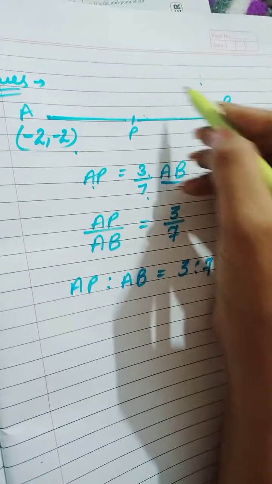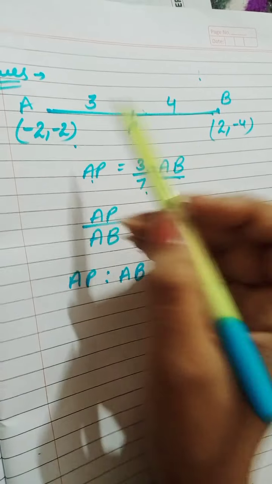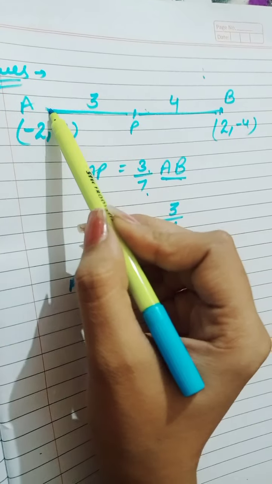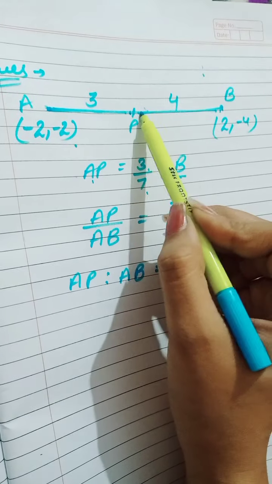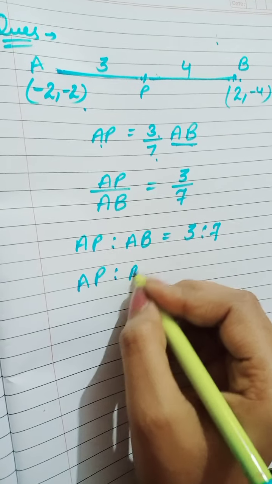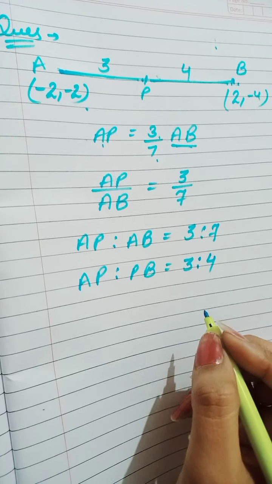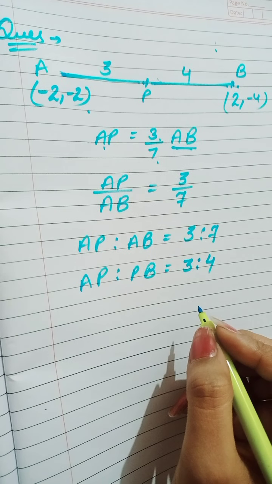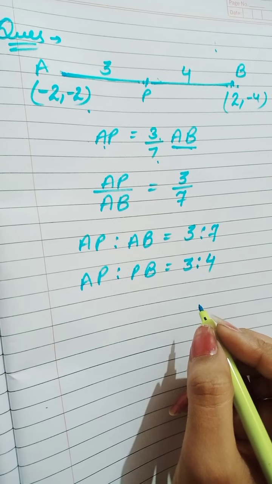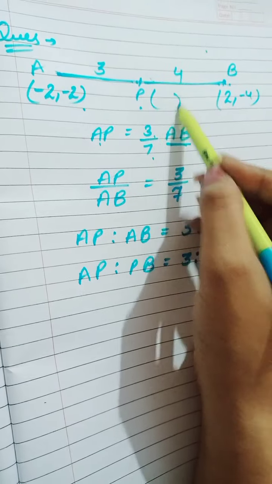So what will PB be? 3 ratio 4, because the complete is 7 and from this AP is 3, so this would be 4. Now you can say that AP ratio PB is 3:4. So what we will do further, we will just use the section formula to find the coordinates of P.